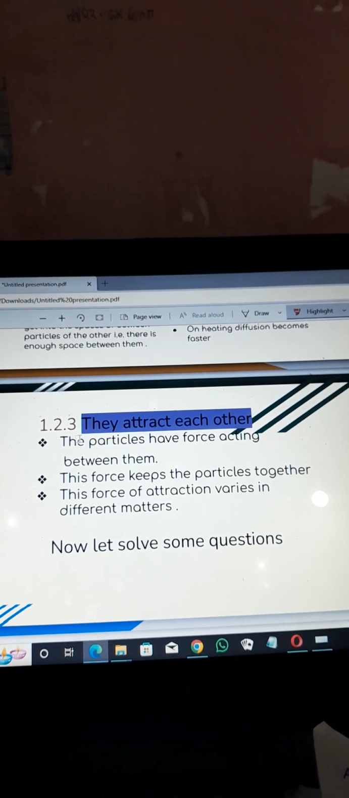Now let us solve some questions. Question number 1: Which of the following are matter? The correct answer is almonds, lemon, water, chair, air, smell of perfume. These all are matter.